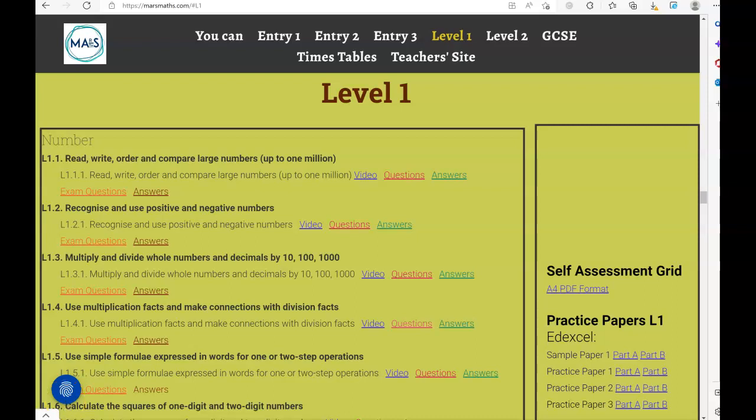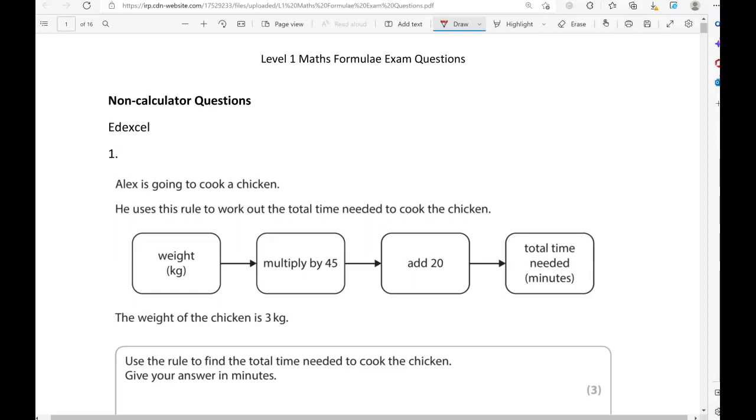In this video, we'll go through exam questions that cover the Level 1 criteria: use simple formulae expressed in words for one or two step operations. You can locate the questions on the mathsmaths.com website under Level 1. The questions come from different exam boards. We'll start with the non-calculated questions and then we'll move to the calculated questions.